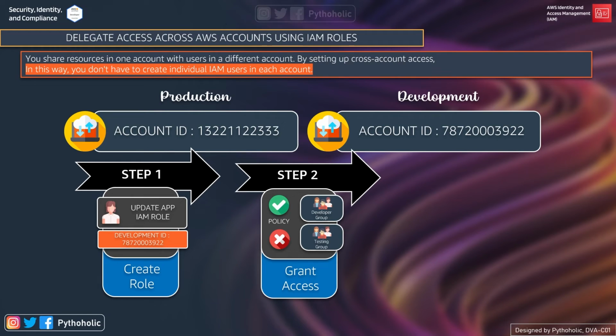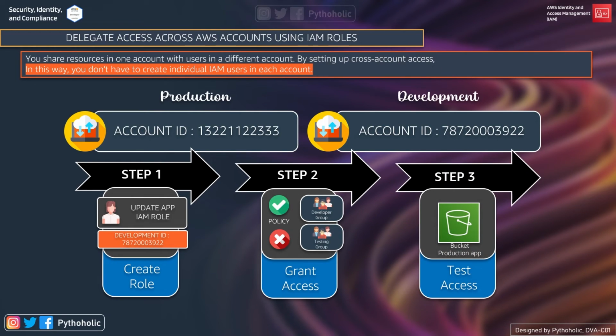Now let's come back to the last part. Step number 3, which is test access by switching the roles. Once the roles are set up, when both the dev team and the testing team try to access the role or assume the role, let's see what happens. Yes, as the policy determines, allow for the dev team, only the dev team will have the access. Hence, with these 3 steps, we can delegate access across AWS accounts using IAM roles.